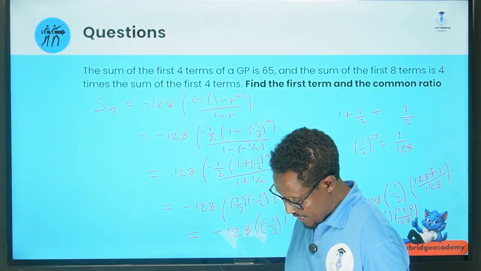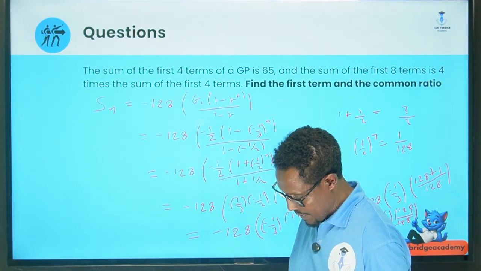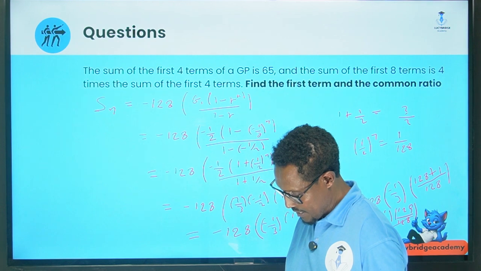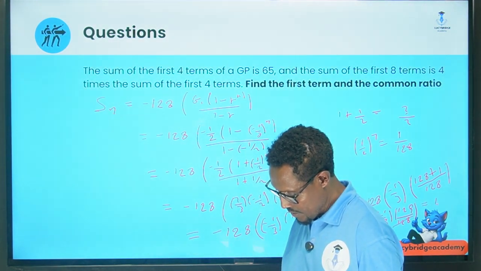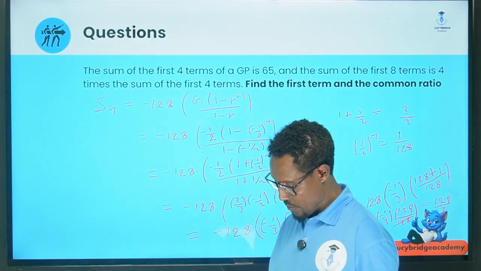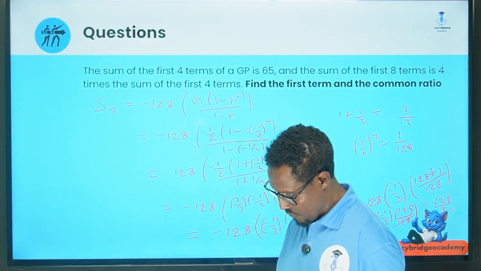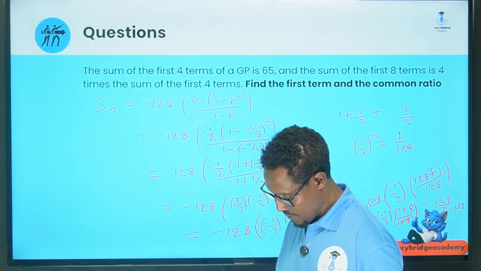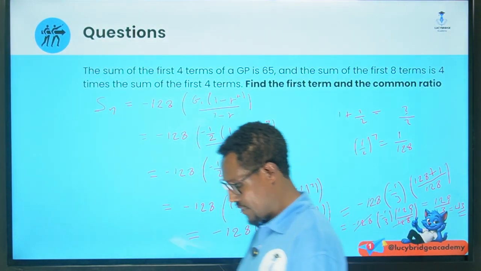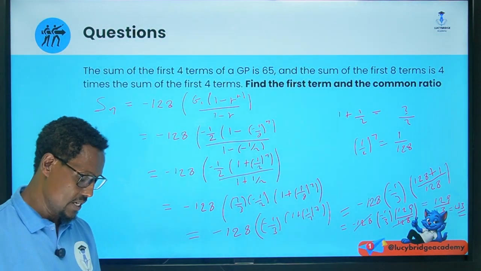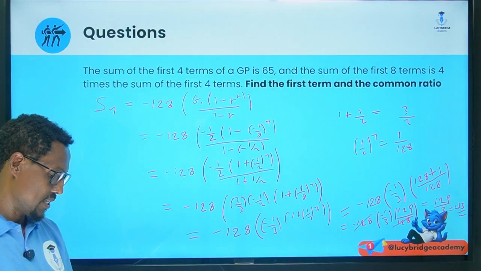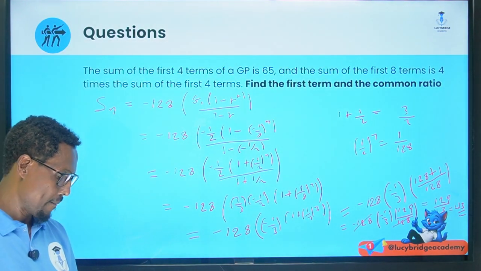Minus 128 can be cancelled by 128, right? Minus minus plus 129 over 3, which means 129 over 3. How much is it? It is 43. So the sum of the first terms is 43, right? S7 is 43.